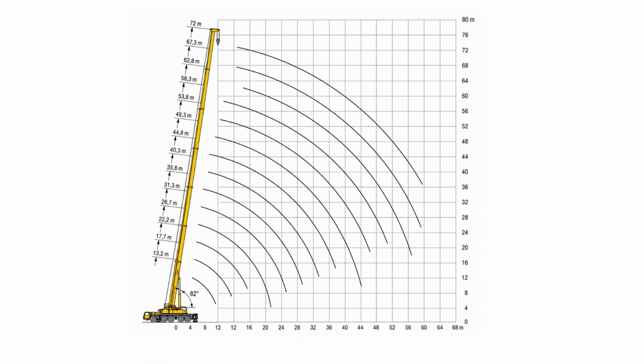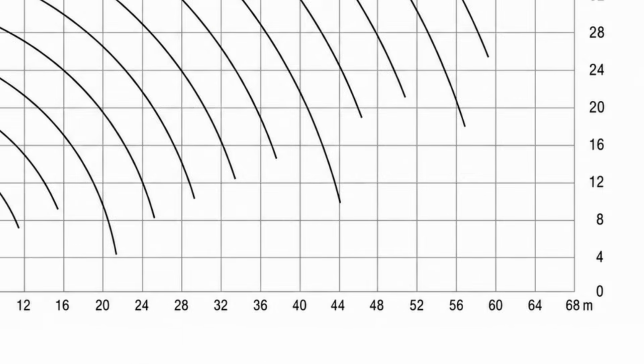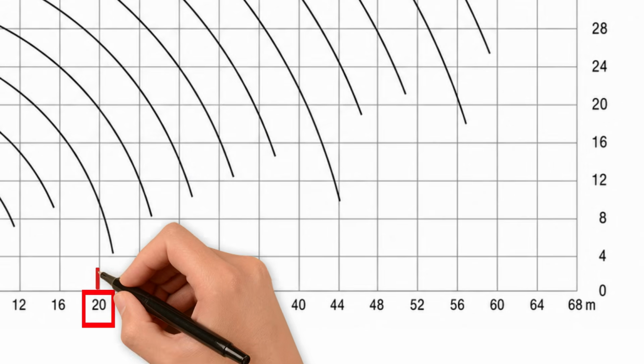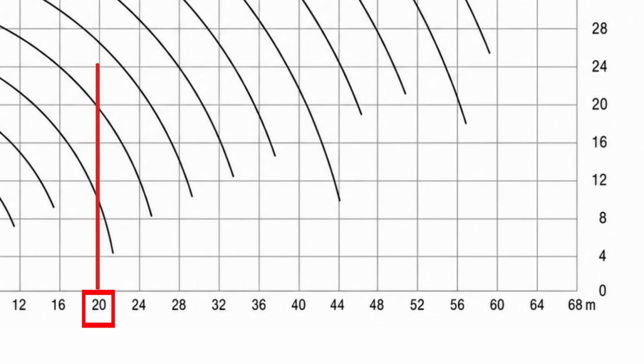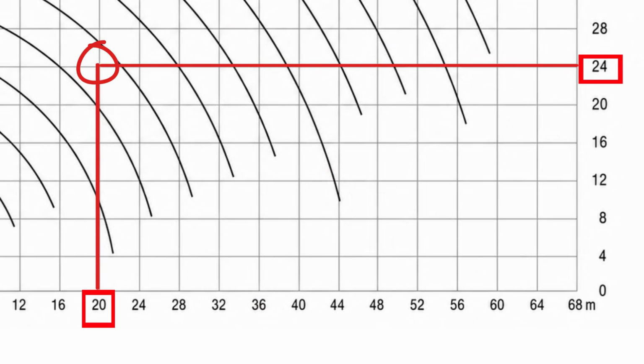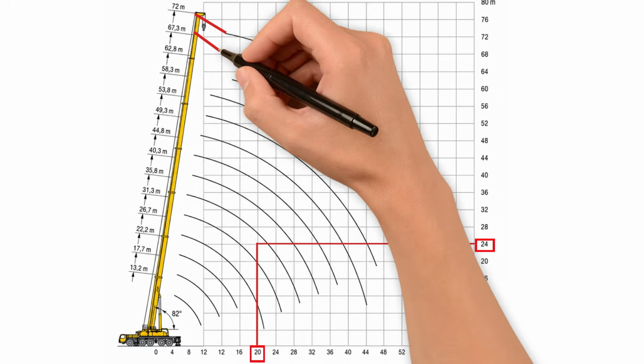Now let's determine the boom length. First, locate the working radius. Our required radius is 20 meters. Next, locate the hook height. Our required hook height is 24 meters. The point where these two lines intersect represents our lifting requirement. This point must fall on or below a boom length curve. Let's identify the curve that satisfies this requirement.